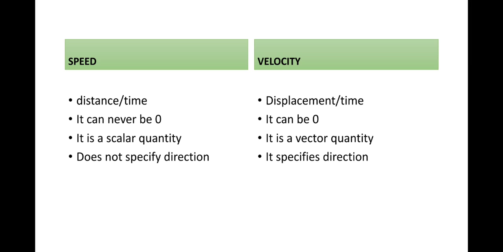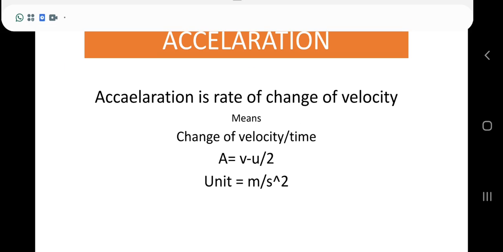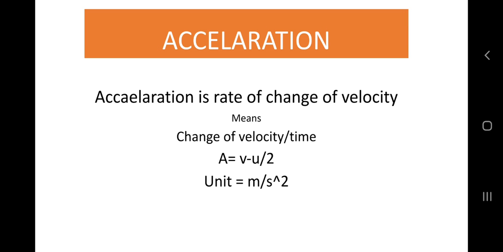Who will tell the direction? We have a different term for it, and that term is velocity, which will also tell us that your car is traveling at 20 kilometers per hour, but in which direction. It is either in the north direction of your house or south or west or east direction of your house. So now you have understood the differences between speed and velocity. Next comes acceleration. Acceleration is the rate of change of velocity, which means the change of velocity per unit time.